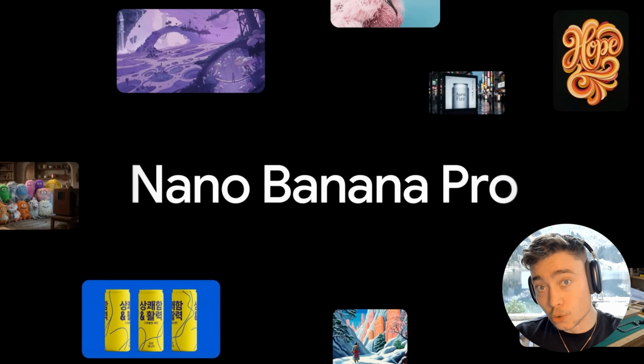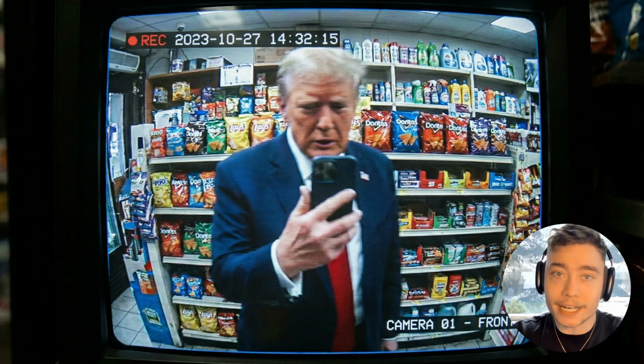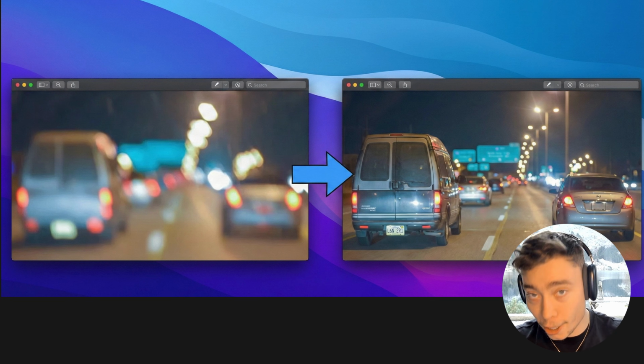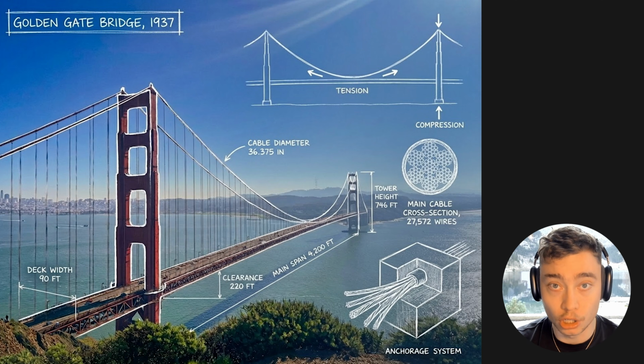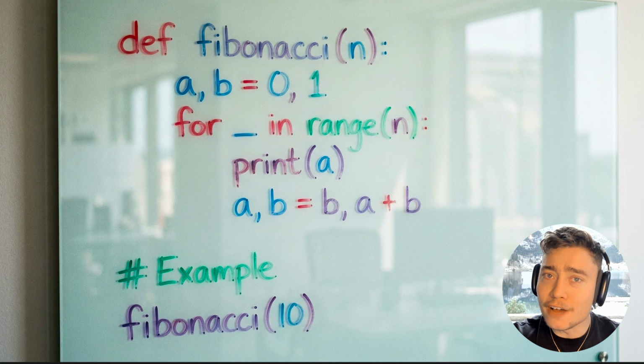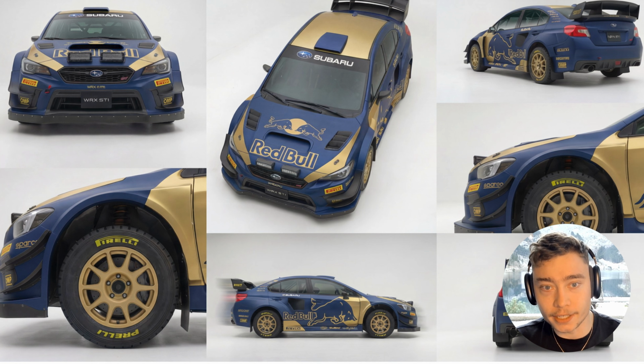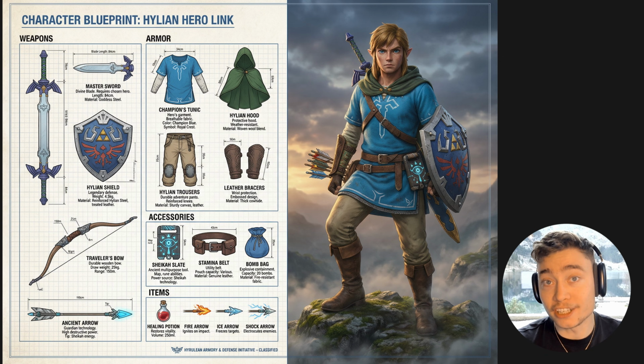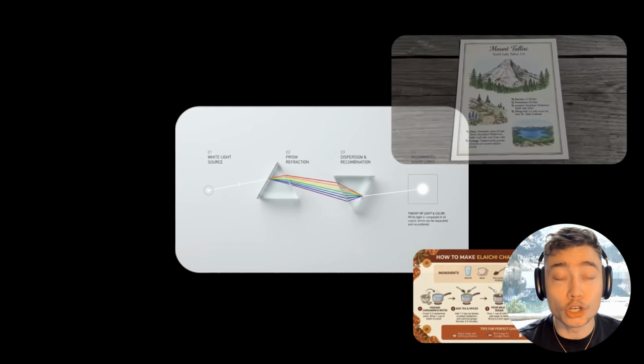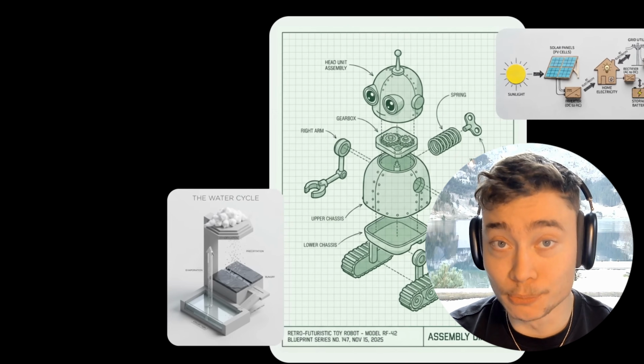Nano Banana Pro changes everything. It's a new AI image model from Google, and it's by far the most useful image model of all time. Yet most people have no idea what it can do. Nano Banana Pro can think before generating, recreate any style, generate perfect text, and execute complex edits. Yeah, this model is insane.